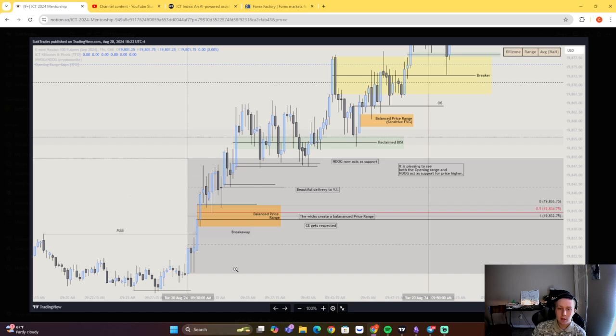And look at this opening range gap. That's what this box is right here. Will act as support. Notice how we leave a breakaway gap right there. And look at this. We have a fair value gap in and fair value gap out. This is an order block. And is this a sensitive fair value gap?